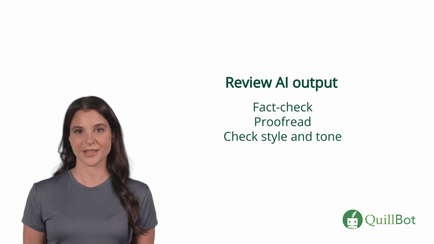Step 4. Review AI's output. AI is powerful, but for an important document like a resume, you'll want to make sure you carefully review the content it creates. Fact-check it, proofread it, and check its tone and style. If there are any errors, edit the resume. Quillbot's writing tools can help you with this step.